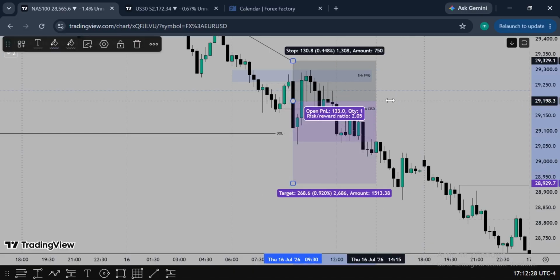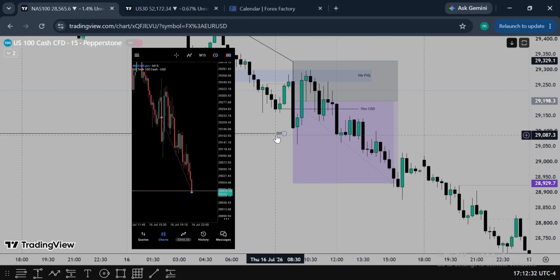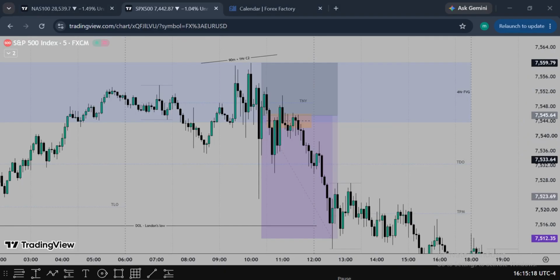So these are the two trades I took this week. It was a good week and the price action was really clear. If you have any questions, feel free to ask me on Twitter or here in the comments, and I will try to answer all of them.